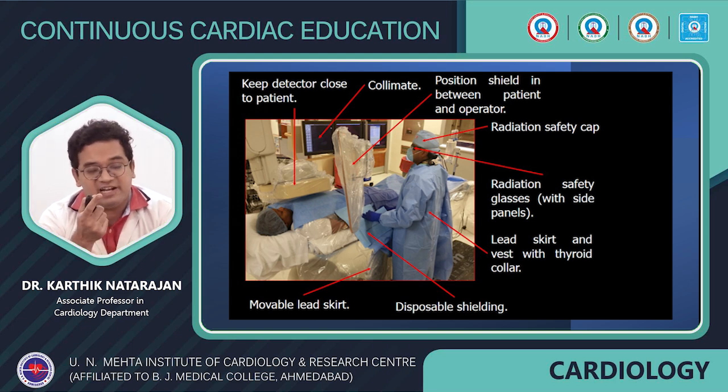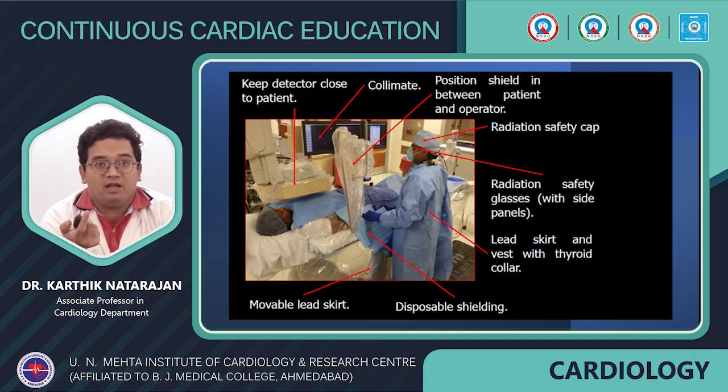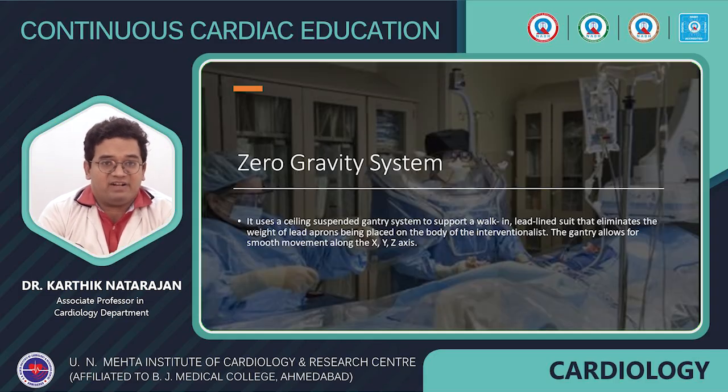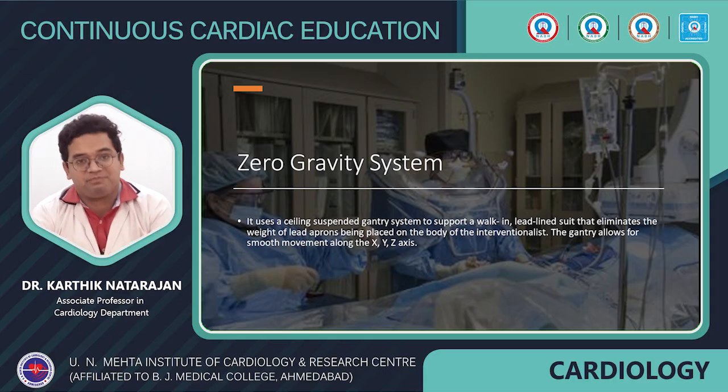Now the disposable shield is also available, but not commonly used by the operators, but you need to do it to reduce the radiation exposure significantly. Then you have something which is a zero gravity system. Now this is not available in our lab, but it uses a ceiling suspended gantry system to support a walk-in lead-lined suit that eliminates the weight of the lead aprons being placed on the body of the interventionalist. But it has not been shown to be very popular, because it becomes uncomfortable for the operator to move around.